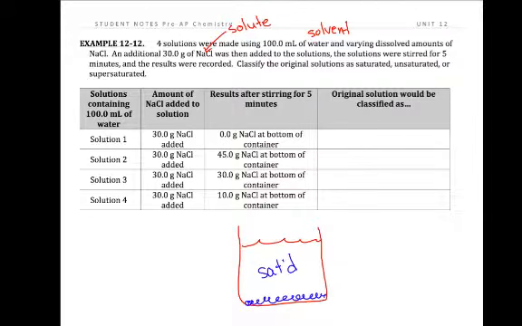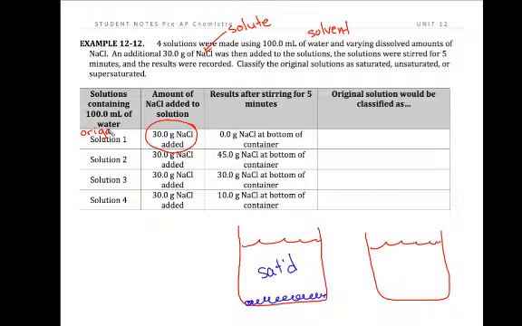Well, what if we don't have any solid at the bottom, and we just have a solution there, and we want to find out whether it is saturated, unsaturated, or supersaturated. So in this first situation, we add 30 grams of sodium chloride to the bottom, and it all dissolved. So what must the original solution have been? That's what we're asking ourselves.